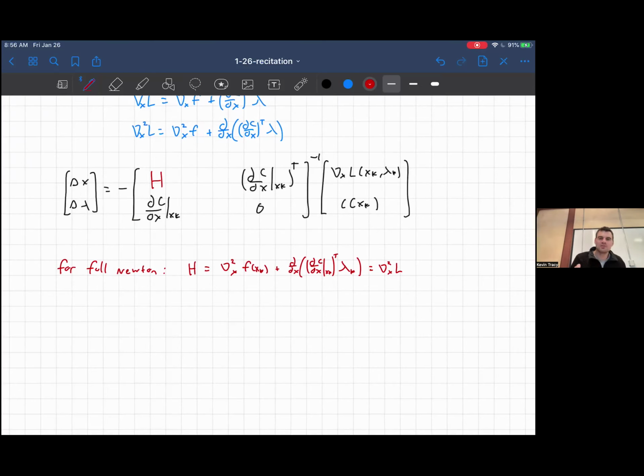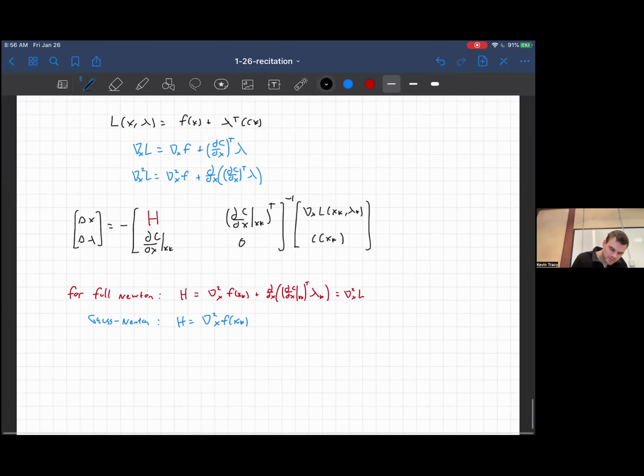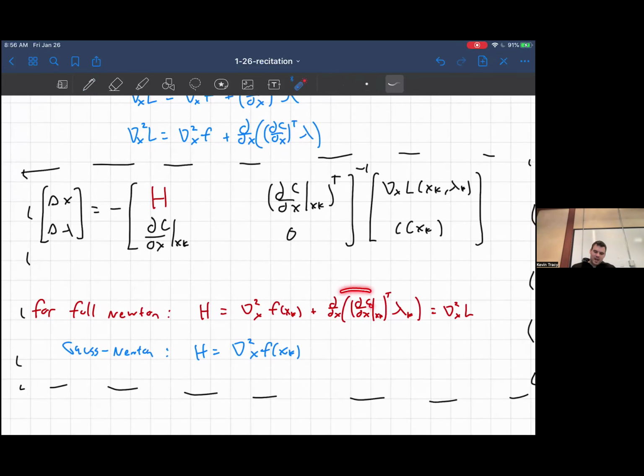Now, if I want to think about Gauss-Newton, which Zach has mentioned, where I want to be a little lazier, I basically want to ignore this term right here. This is called Gauss-Newton. Here, my H is just going to be the Hessian of my cost function. So this is the main takeaway for constrained optimization. If I want to compute full Newton steps, I have to form this term, which can be kind of ugly and expensive. If I just want to use Gauss-Newton steps, I'll do this.